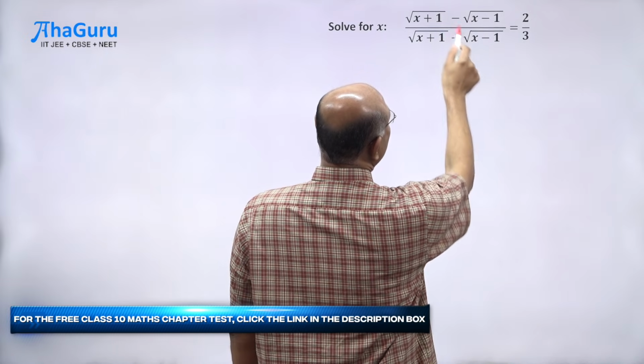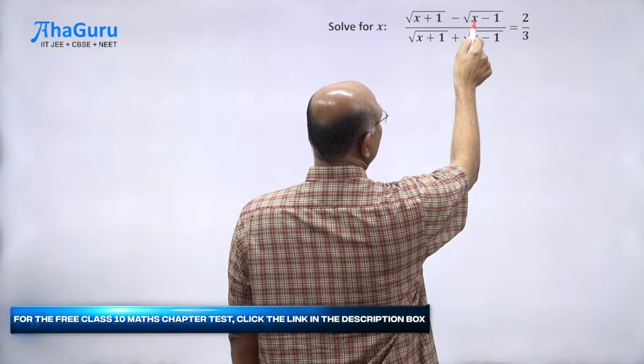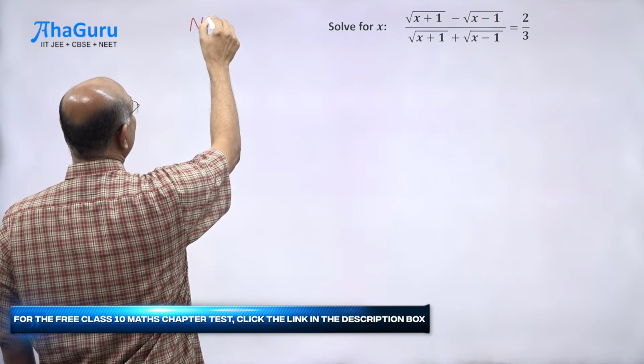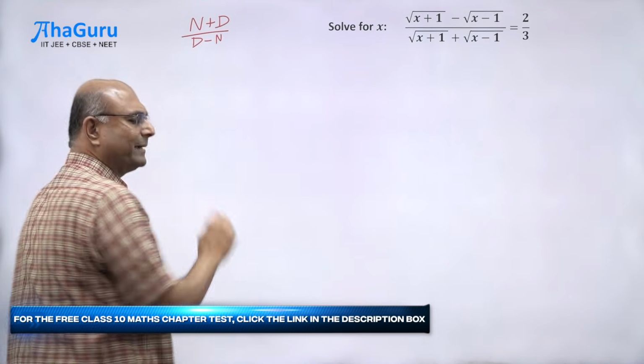So if I did D minus N, then what is going to happen? This minus this will go, this minus minus that, right? So it will become 2 times root of x minus 1. So we should be adding the numerator and denominator, and we should be doing D minus N. Maybe we can write D plus N by D minus N, right?